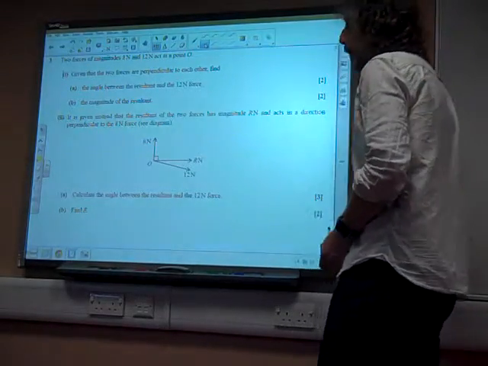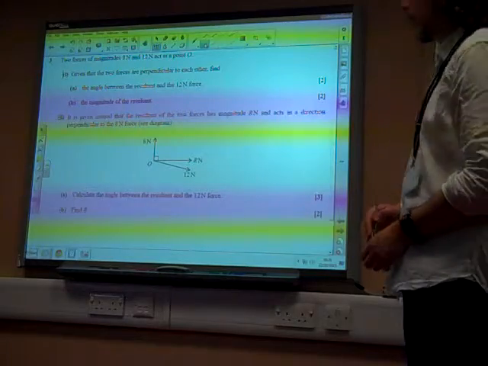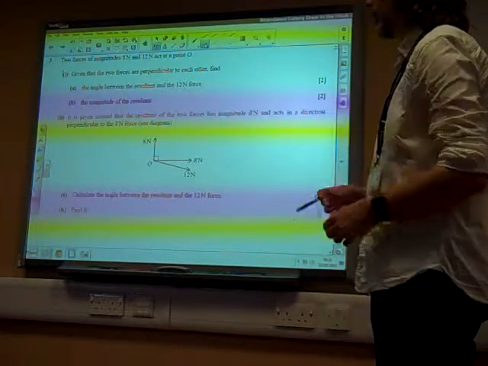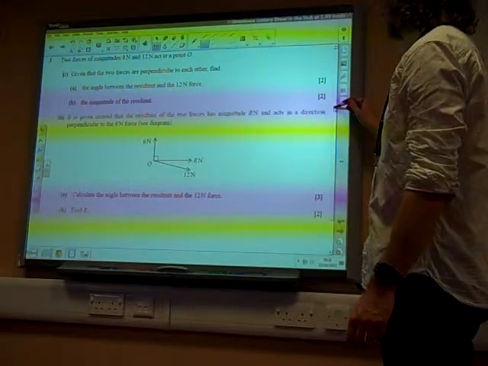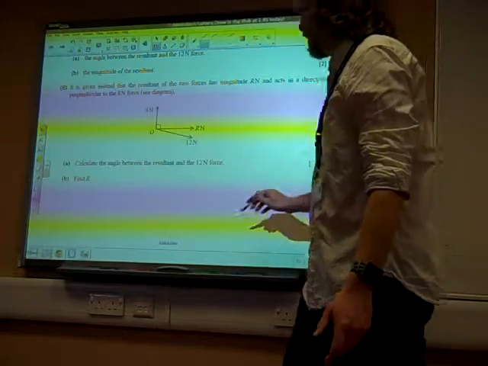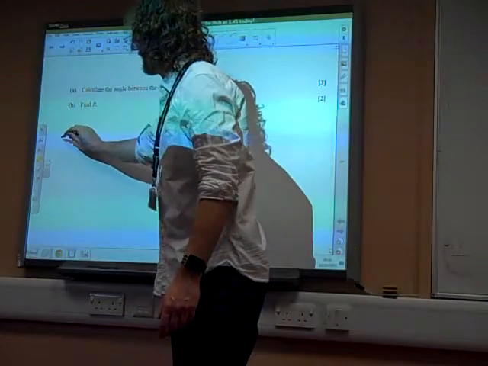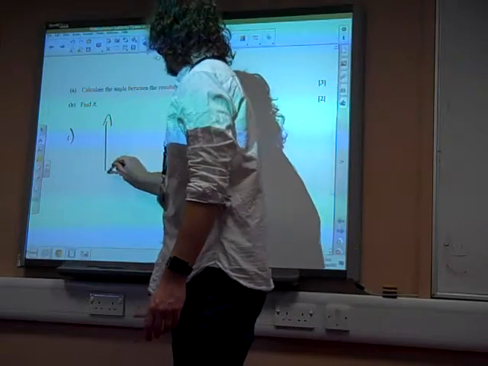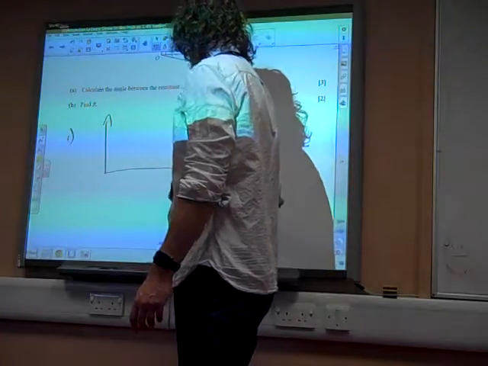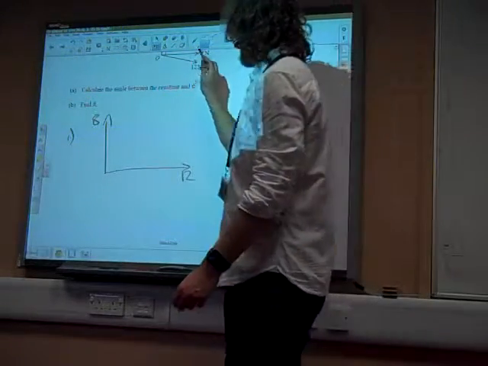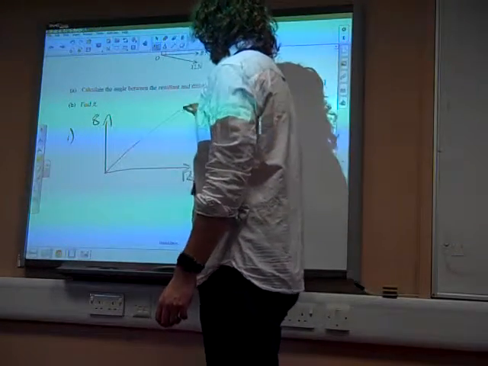Given that two forces of magnitudes 8 and 12 are perpendicular to each other, find the angle between the resultant and the 12 Newton force, and the magnitude of the resultant. Well, this is lovely, isn't it? Because this is just a kind of beginning sort of question. So for part 1, we've got a little diagram where we have the 12 Newton force and the 8 Newton force. We're told they're perpendicular. There would be a resultant force.